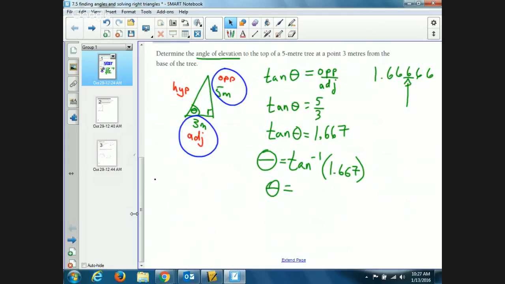When you do that, you got an answer for me, right? What's the degrees there? Somebody's got an answer. 59 degrees, right? And it's degrees. We need that little circle behind it. 59 to say degrees, okay?